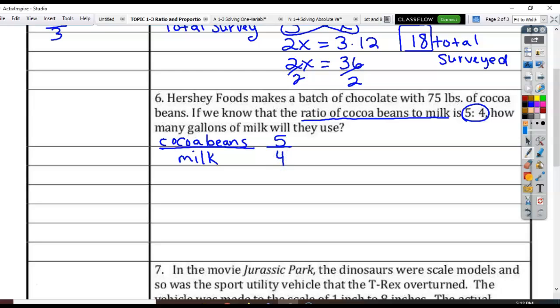Okay, they're asking how many gallons of milk. So we're looking for the milk. So my milk is down here. I'm just going to use the variable m. Can they make with what? Well, right up here, 75 pounds of cocoa beans, cocoa beans, 75. Okay, so now cross multiply. 5 times m equals 4 times 75. Okay, so work 4 times 75.